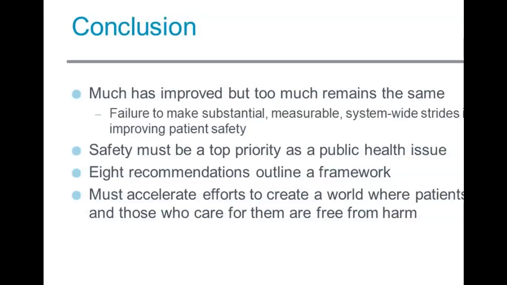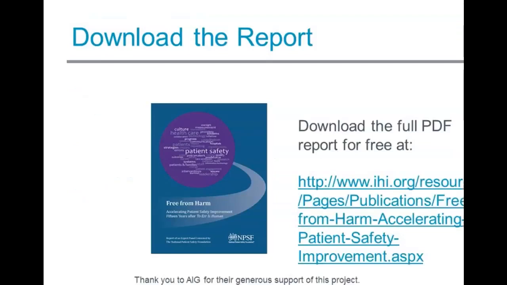So that was a whirlwind tour through those eight recommendations that I do think are really critical foundational areas that we need to focus on to accelerate our progress in patient safety. We talk about safety as a top priority or a core value, and really about safety as a public health issue, given the rates of harm that we're seeing. These eight recommendations outline a framework because we still need to make much more substantial progress in how we are improving patient safety. And so hopefully these recommendations will also help you in all of your efforts to create that world where patients and those who care for them are free from harm. And I thank you all for all your efforts that you're doing around the world to really work on this acceleration. So with that, I will wrap up and pass it over to Jonathan for the Q&A.